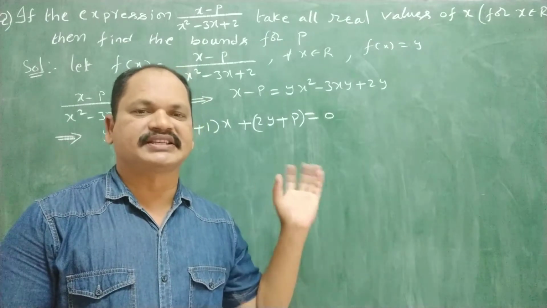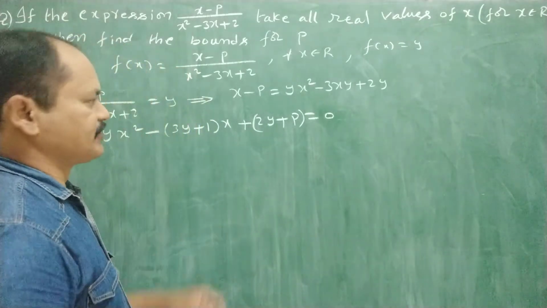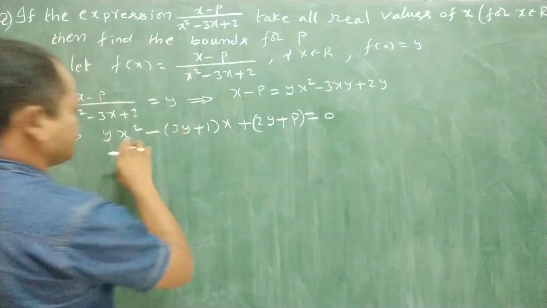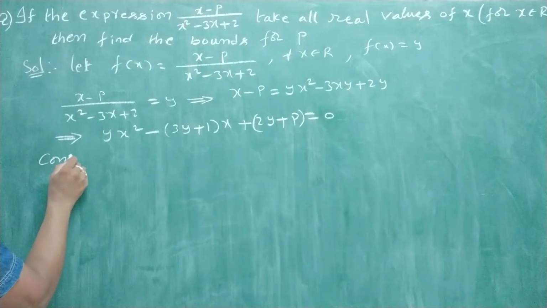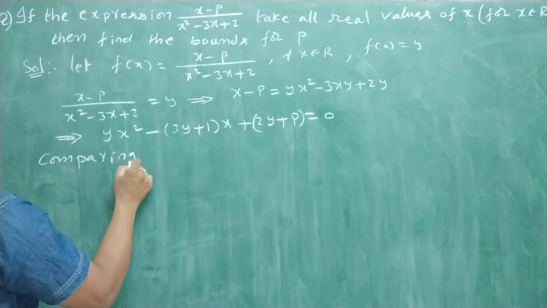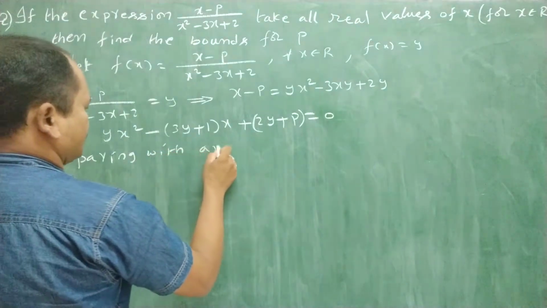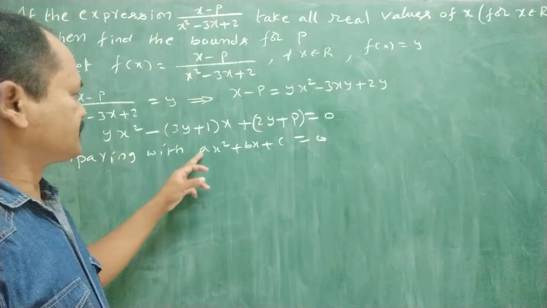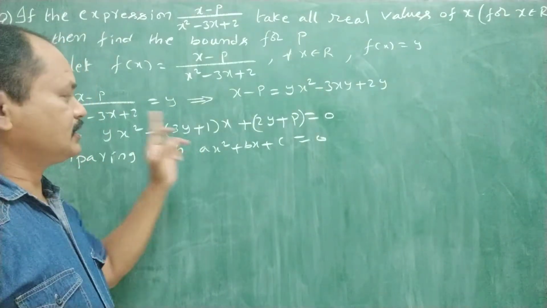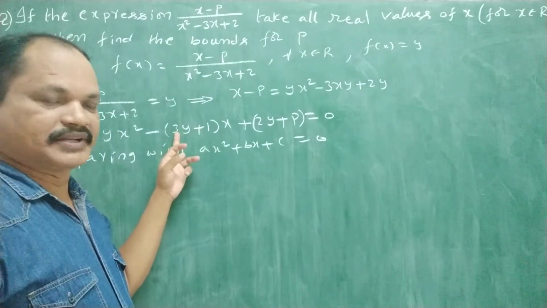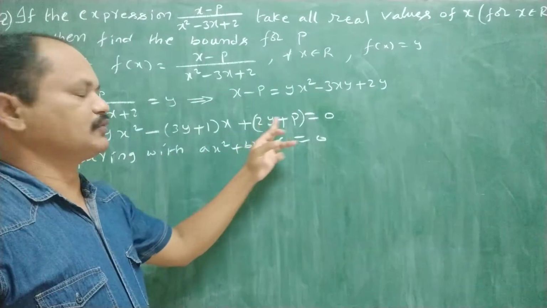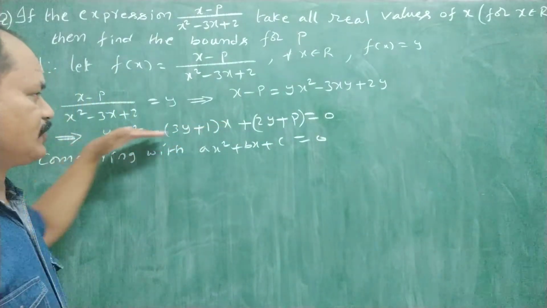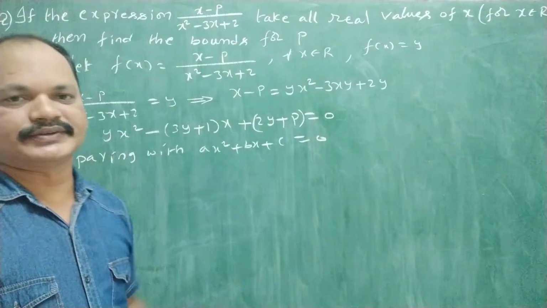First of all, this equation is a quadratic equation in terms of x, so we compare it with ax square plus bx plus c is equal to 0. In place of a, y; in place of b, minus of 3y plus 1; in place of c, 2y plus p. Are you clear? Since this is a quadratic equation in terms of x, we compare with this one.